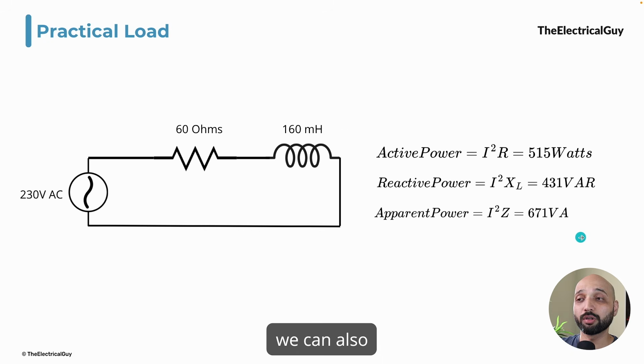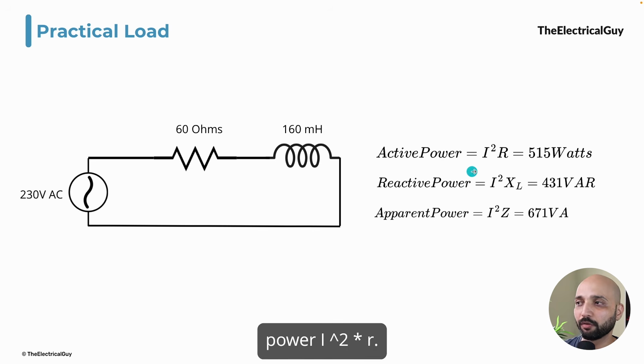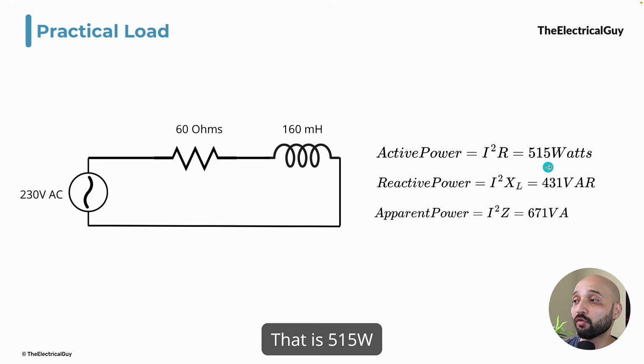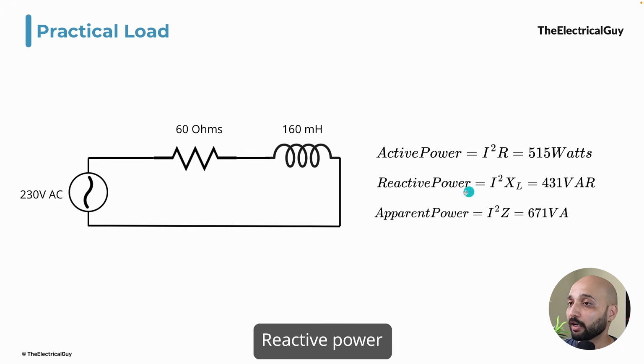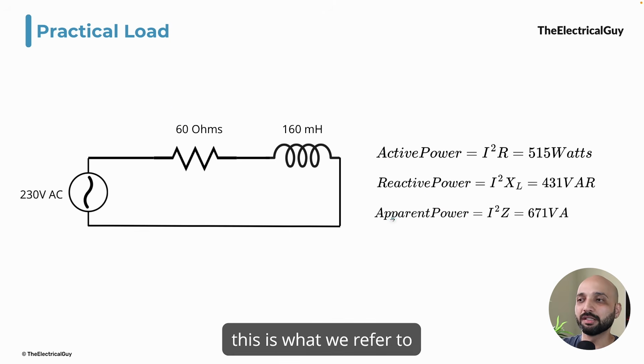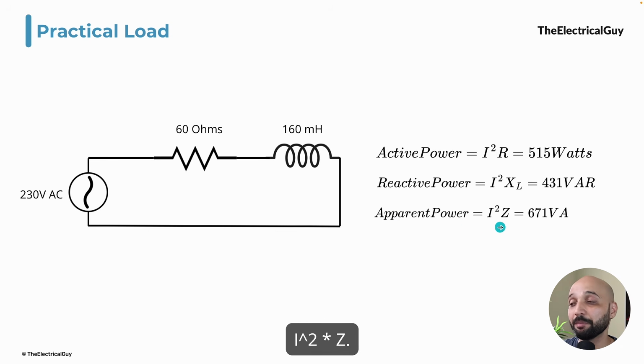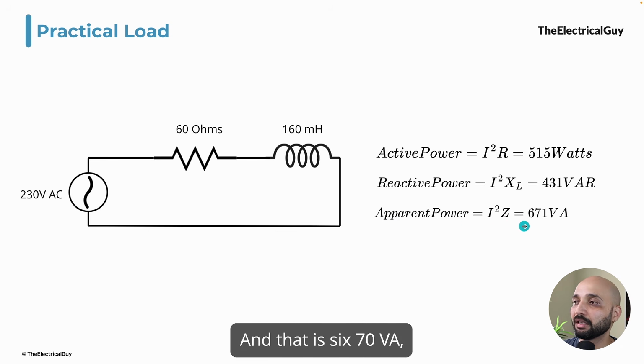Now with this, we can also calculate the different types of power that is consumed by our factory or our load that you see here. So active power I square R, that is 515 watts. Reactive power I square XL, which is 431 VAR, volt ampere reactive. Reactive power will be taken by inductor, active power will be taken by resistance. And the combination of all this is what we refer to as the apparent power, which is given by I square times impedance. And that is 670 volt ampere.